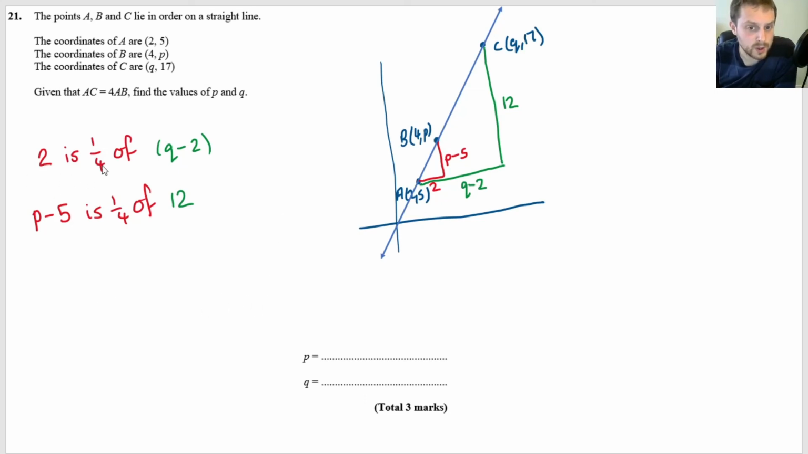Because 2 is a quarter of 8, isn't it? 2 being a quarter of 8 means that Q minus 2 is 8, which means that Q must be 10. And P minus 5 is a quarter of 12. Well, a quarter of 12 is 3, so this thing has to be 3, which makes P 8. And that's how you answer the question.